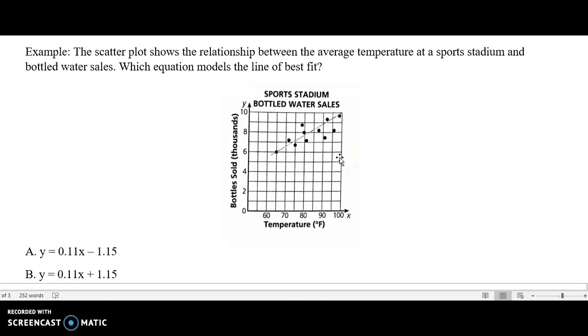So in this example, the scatter plot shows the relationship between the average temperature at a sports stadium and bottled water sales. Which equation models the line of best fit? Well, they were nice enough to draw our line here. And let's see, we have to pick 2 points on this line. And I picked 65, this one. Interesting. I don't know why I did that. And I picked 99, this one, there.